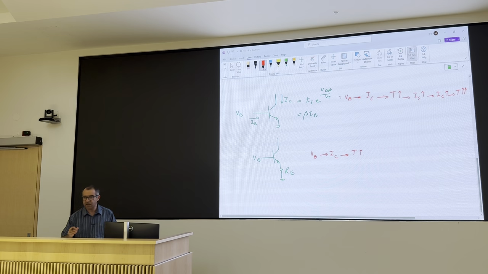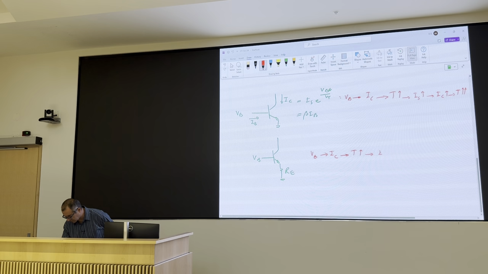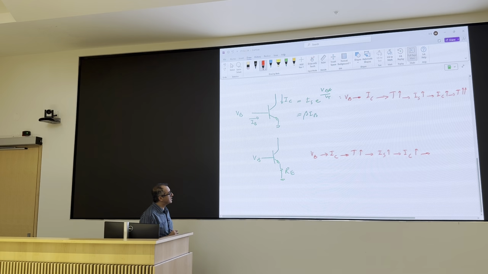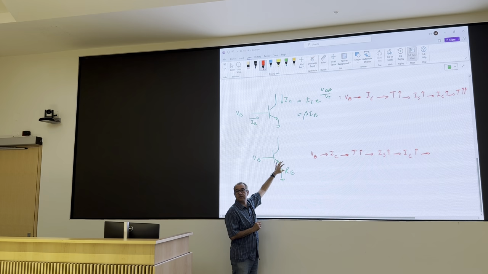All good? As soon as you turn this circuit on, your temperature will go up. You have some IC times VCE across the device. Temperature goes up. What happens next? IS goes up. IC goes up. In this circuit, when you look at this, IC has gone up. Voltage across this resistor goes up. So VE goes up.